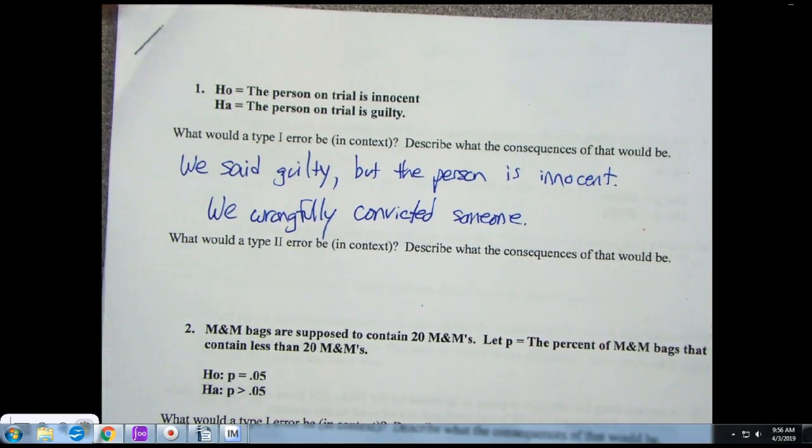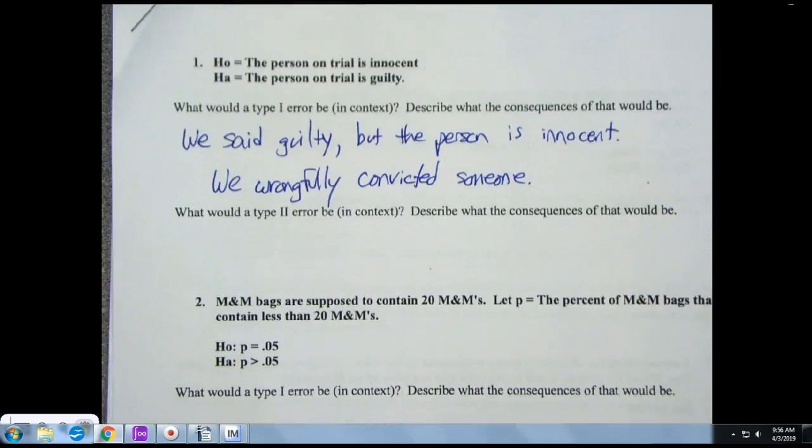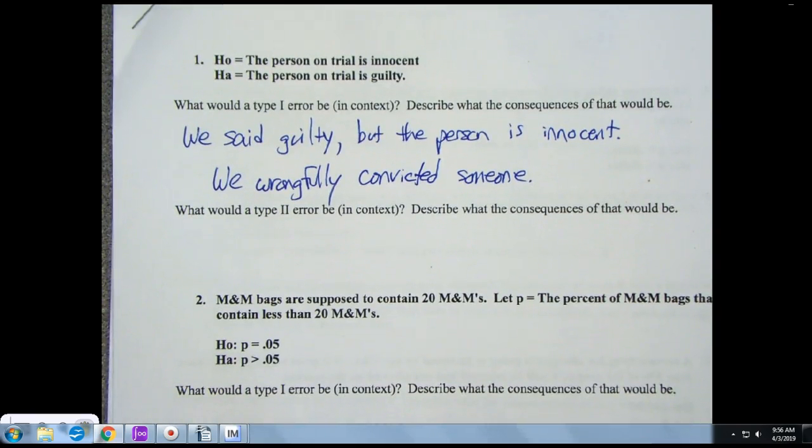I don't know what the accusation was here. It could have been jaywalking. It's not a big deal. It could have been murder. I don't know. Could have been anything. Loitering.